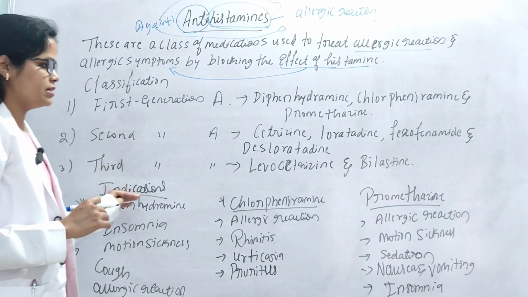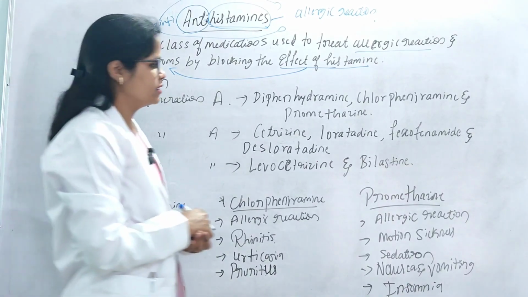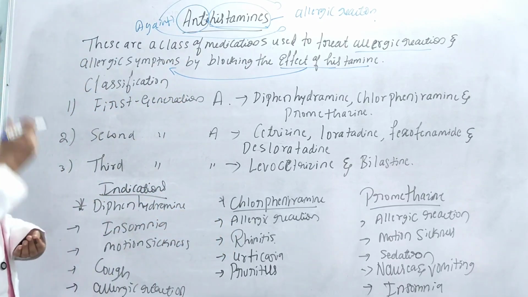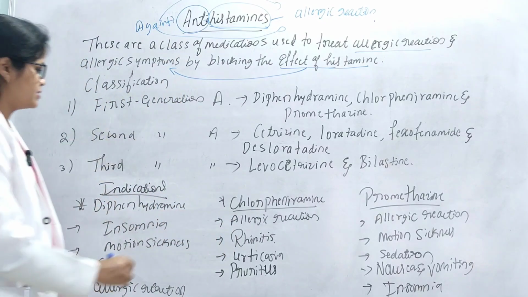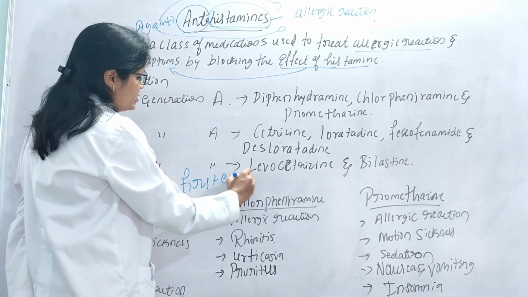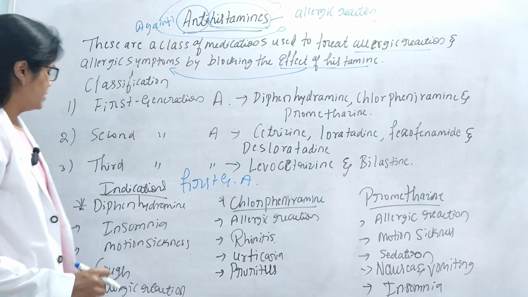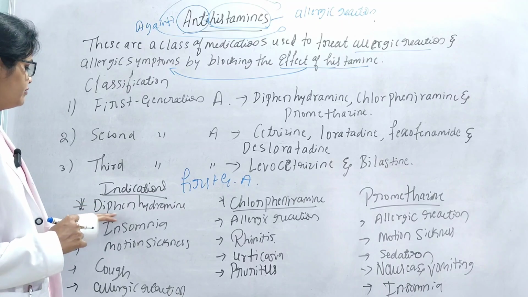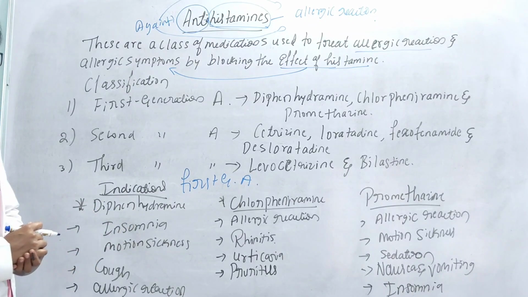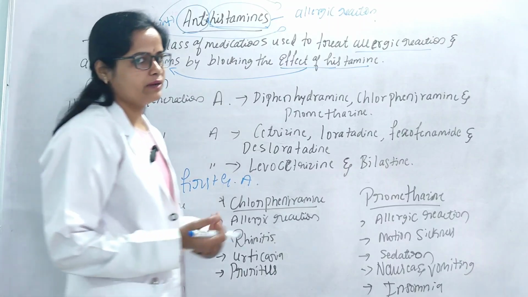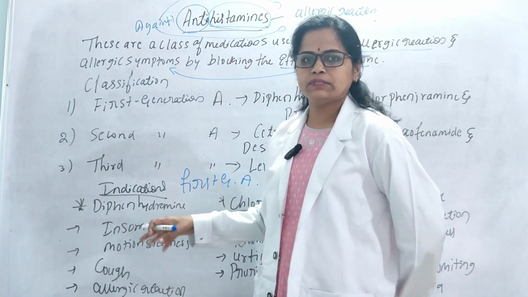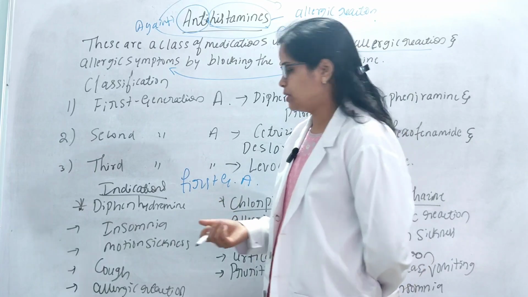Next, we'll see the indications, meaning in which conditions we should administer these drugs. Okay, those are specially for the first generation. Indications of first generation antihistamines. Here, diphenhydramine is used in the treatment of insomnia. Insomnia is nothing but a lack of sleep. Okay, because it produces a sedative effect, it may lead to sleeping.